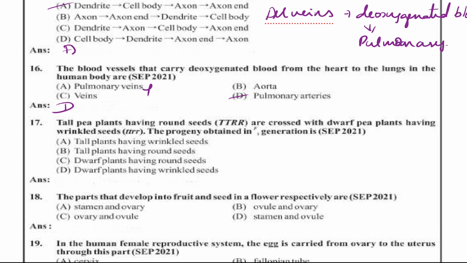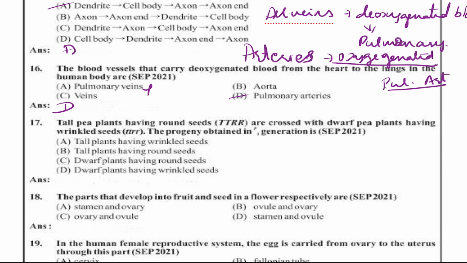Hence it is wrong. Then coming to arteries, all the arteries carry oxygenated blood except pulmonary artery. So pulmonary artery is going to carry deoxygenated blood. So this is the trick you have to remember so that we will save our time while solving MCQs. Coming to 17th question.